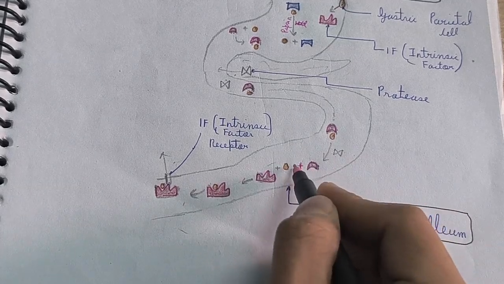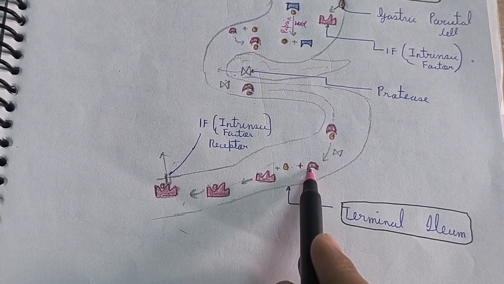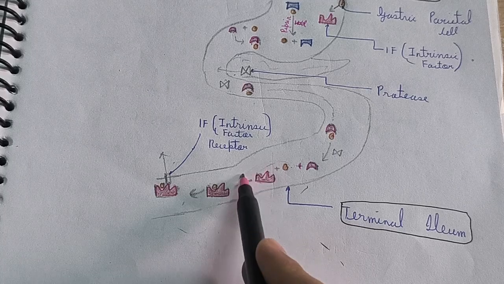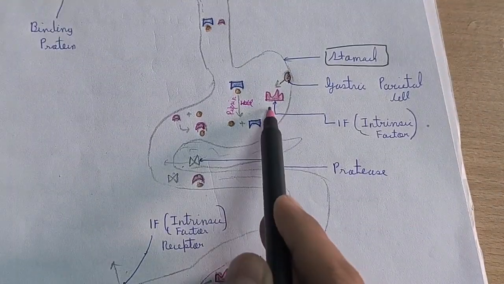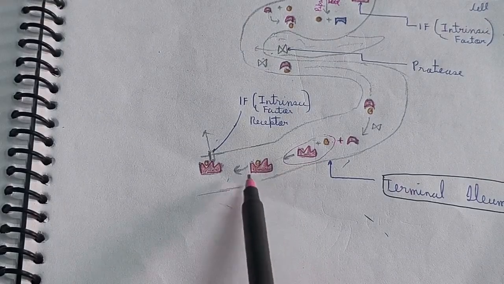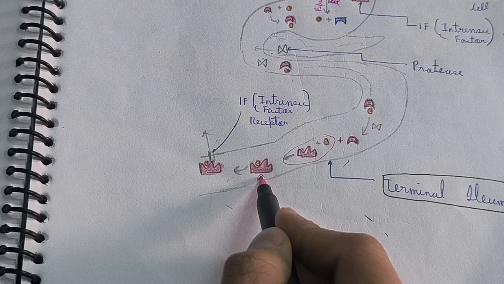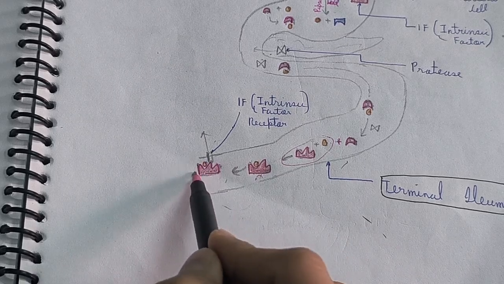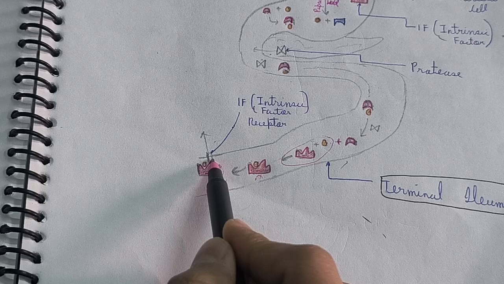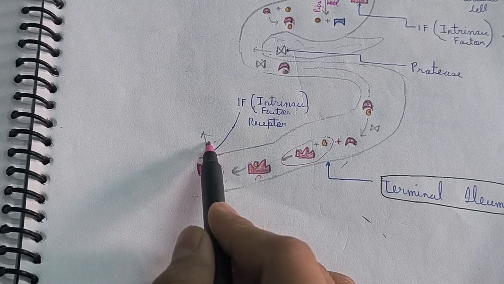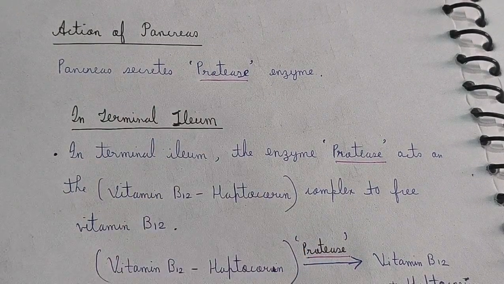Now after being separated from haptocorrin, vitamin B12 binds with the intrinsic factor, because this is the intrinsic factor. It forms the intrinsic factor vitamin B12 complex. This intrinsic factor vitamin B12 complex binds with the intrinsic factor receptor to cause the final absorption of vitamin B12. So the pancreas secretes protease enzyme.